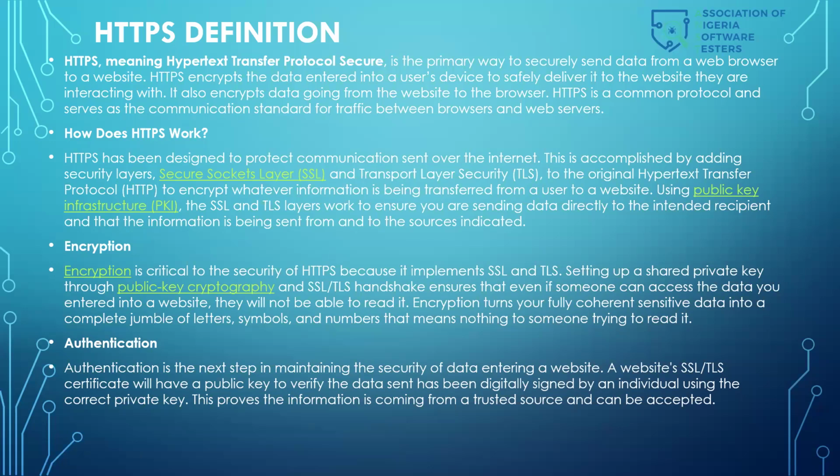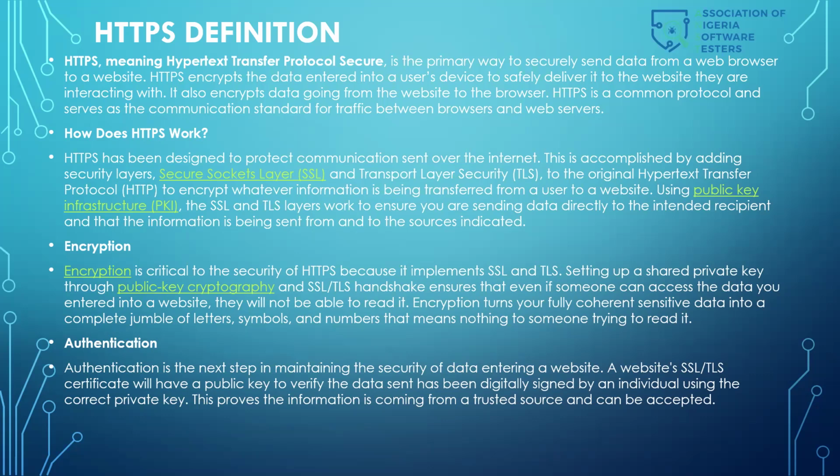Then we have encryption. So what encrypts this information, from when you are sending it from your web browser to the website? Encryption happens, and that is where the public key infrastructure, the PKI, that I talked about comes in. That's where it happens. That is what encrypts your data, so that people will not know what exactly is inside that data.